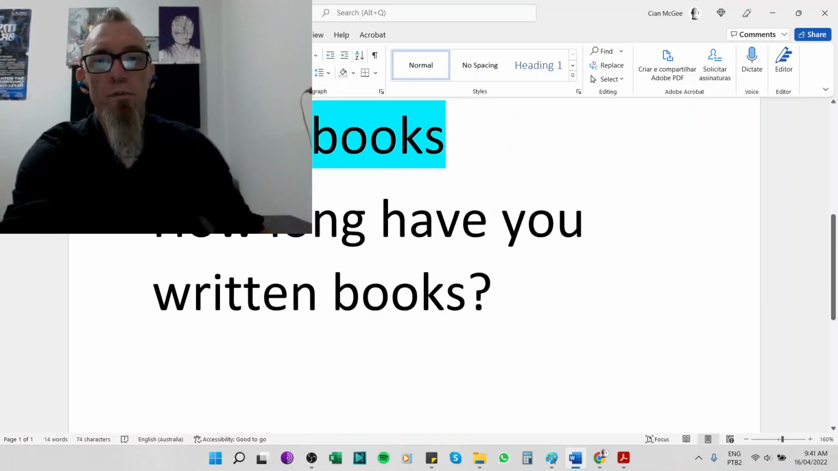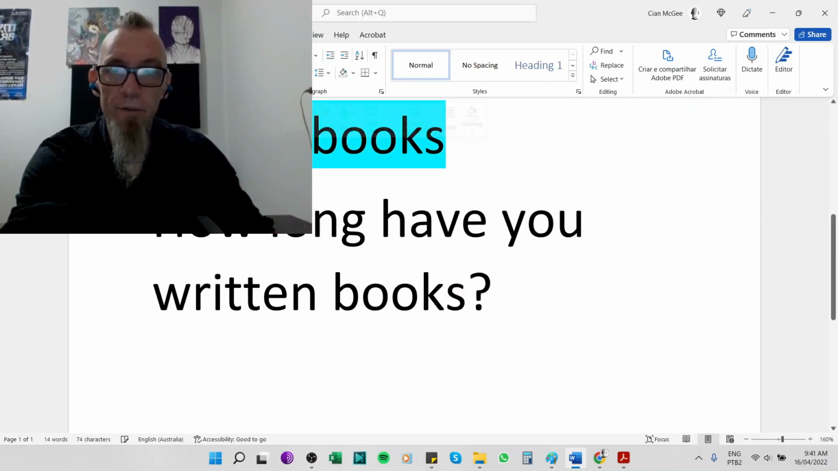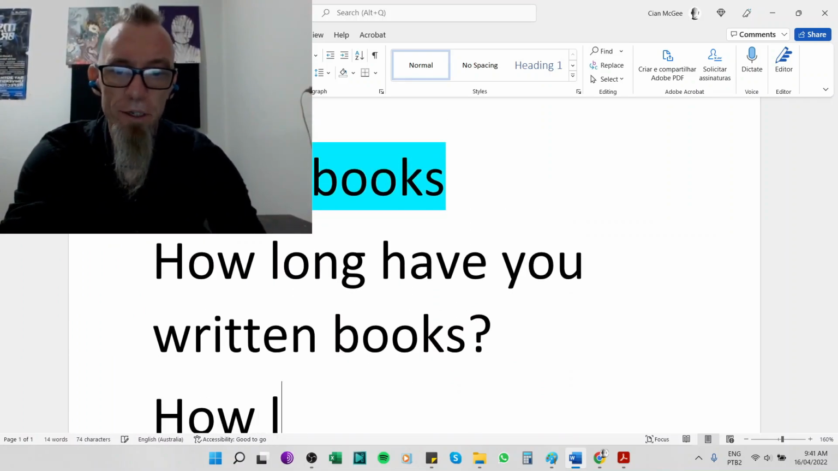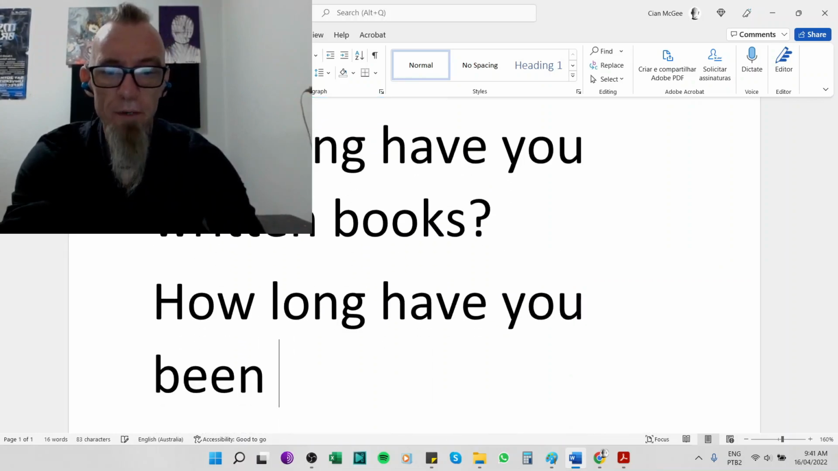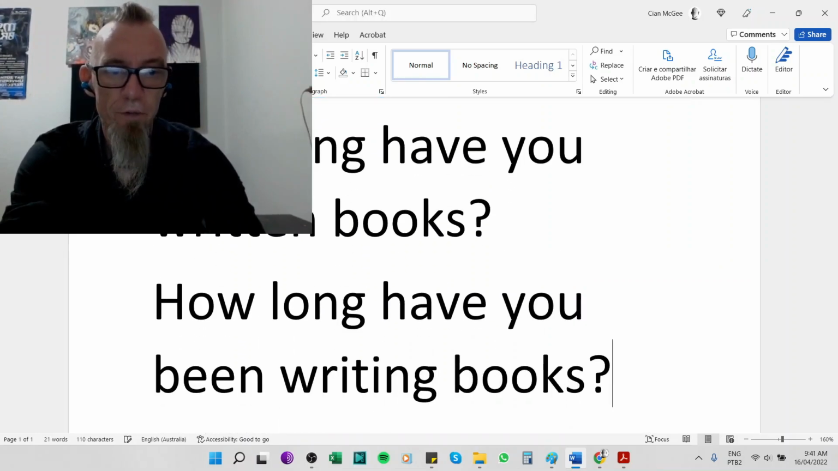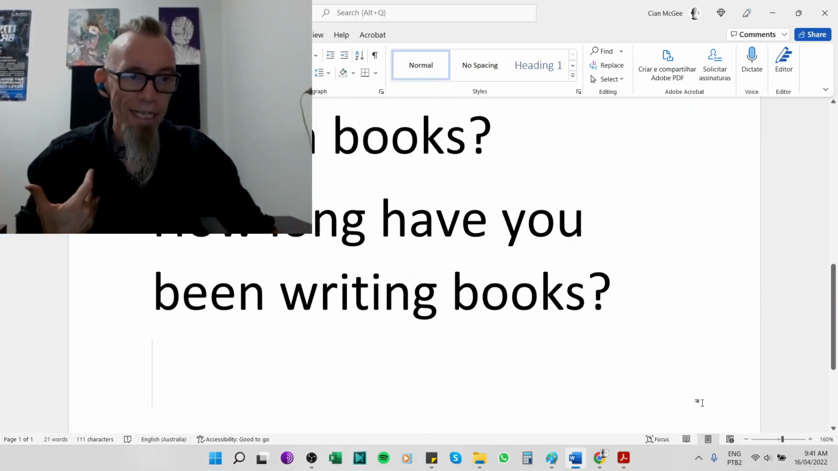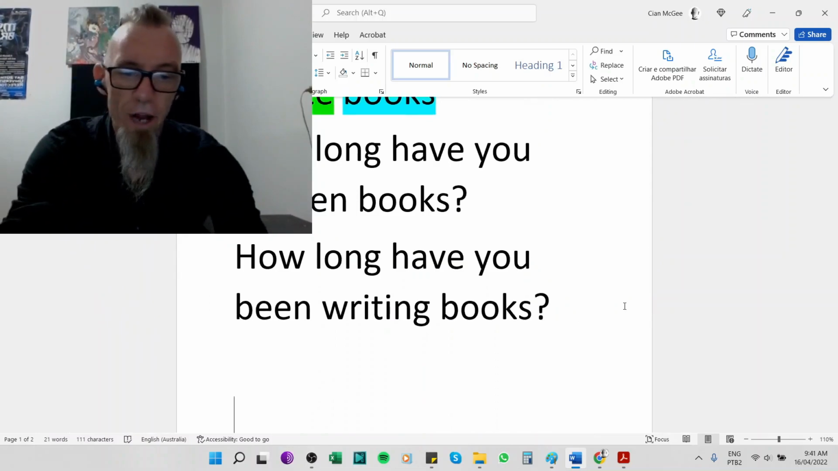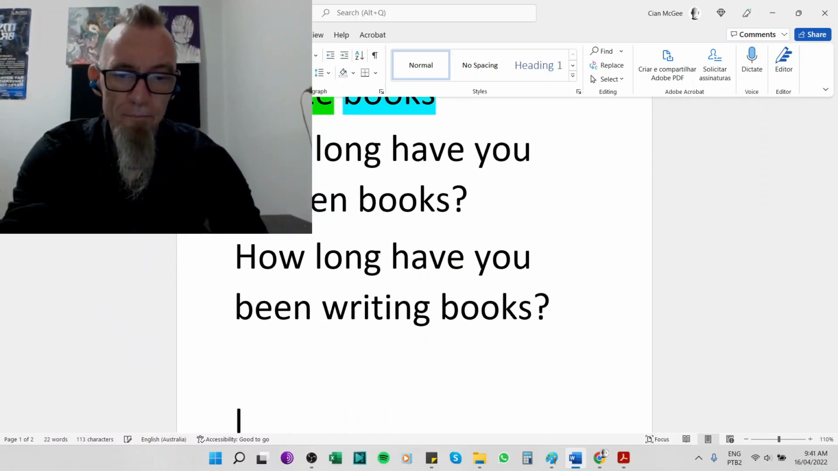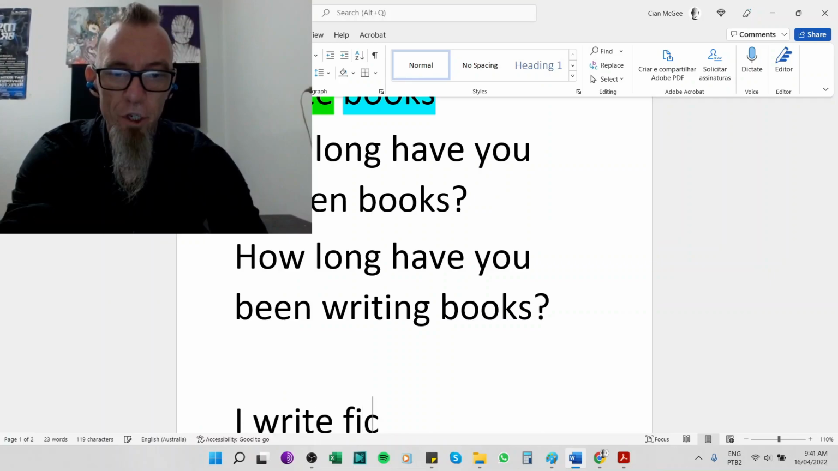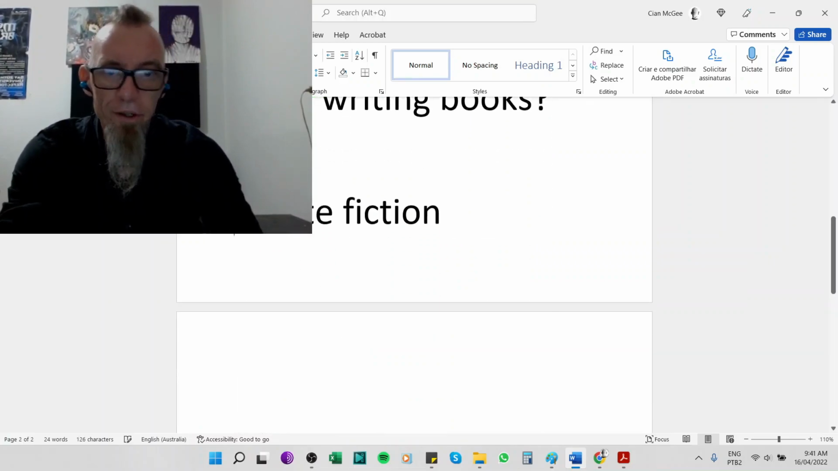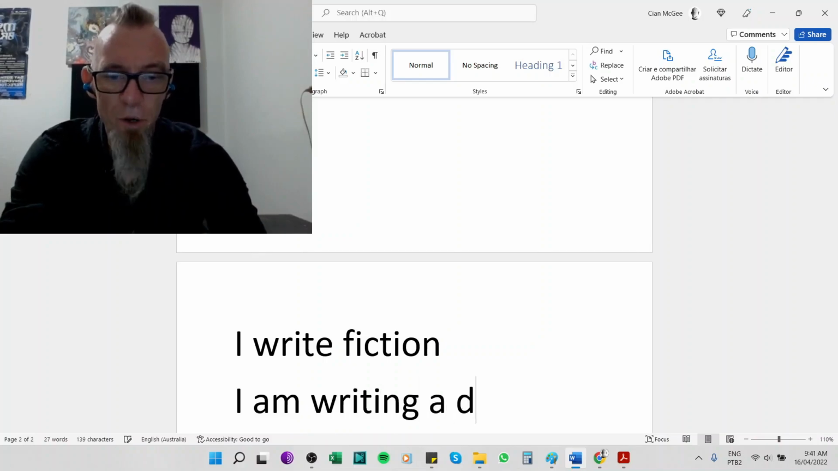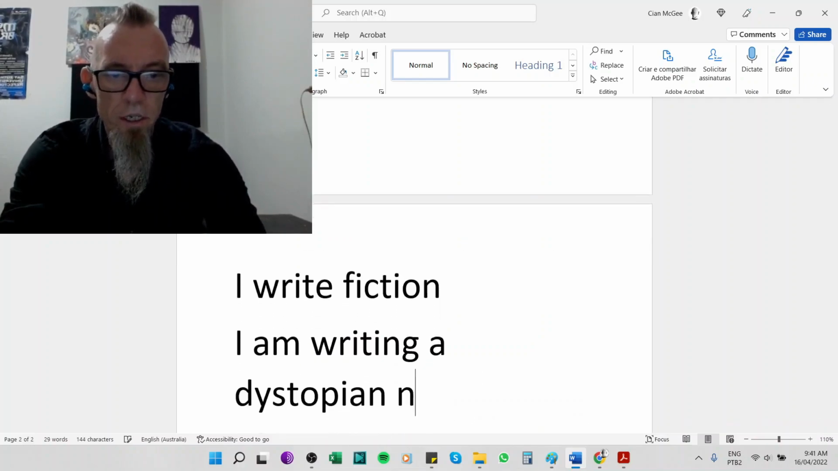Now, we know, or hopefully we know, when we measure a verb, we can ask this question two ways. How long have you written books? And how long have you been writing books? Okay, so let's look at this briefly. Why can we ask this question two ways? Well, ideally, I can say, for example, I write fiction, which is a truth, it's something that's consistent, or I can say, I am writing a dystopian novel at the moment.